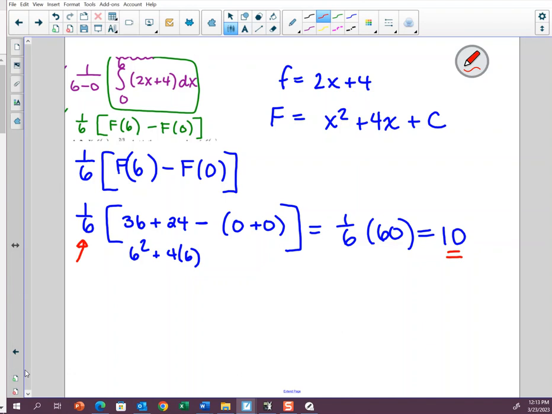At this point, I would say stop the video and maybe try problems 2 and 3. And then when you come back, you should be able to look at the answer key and see correct answers for those.